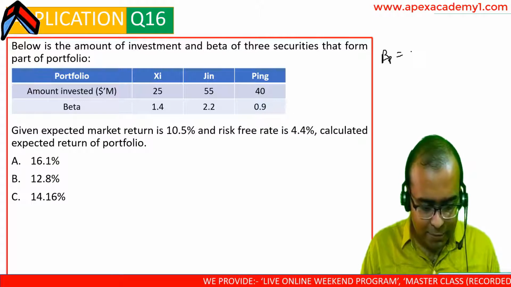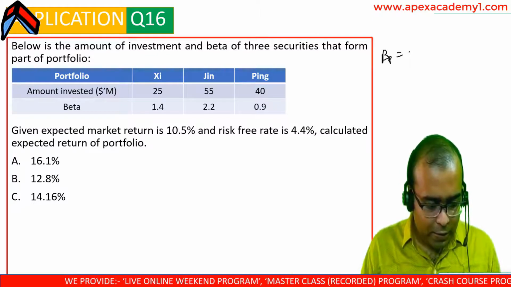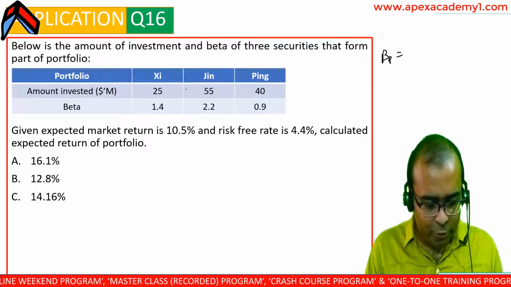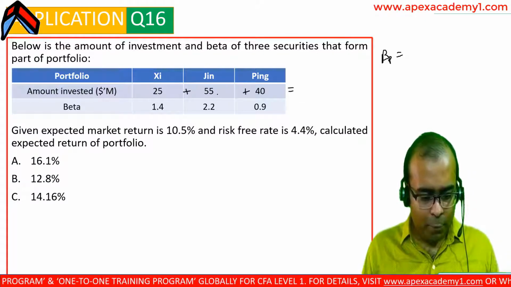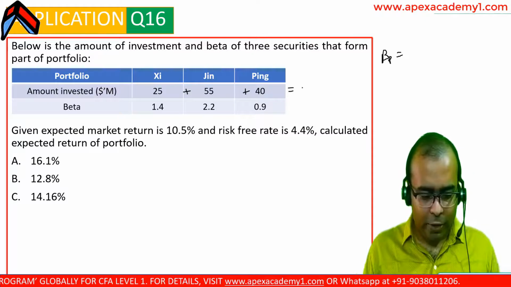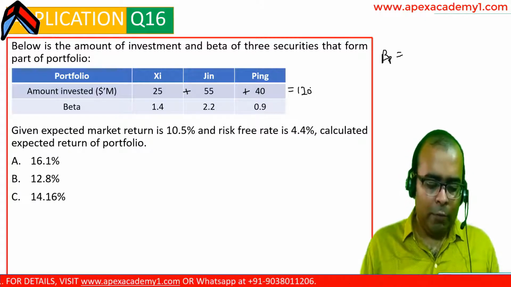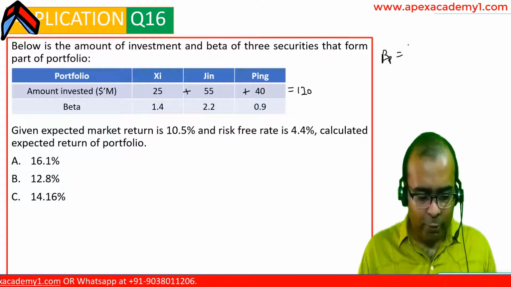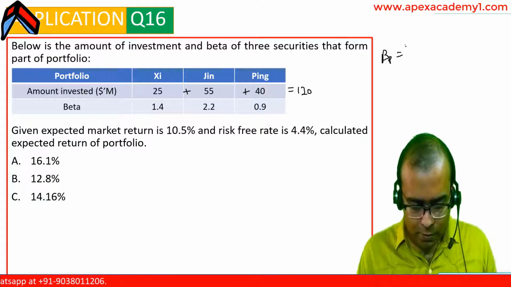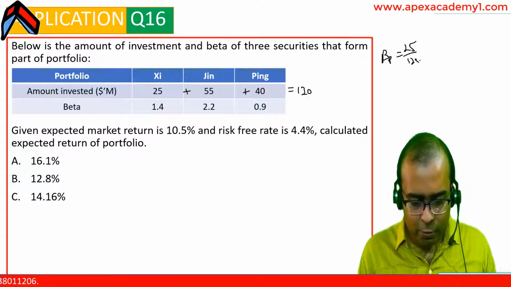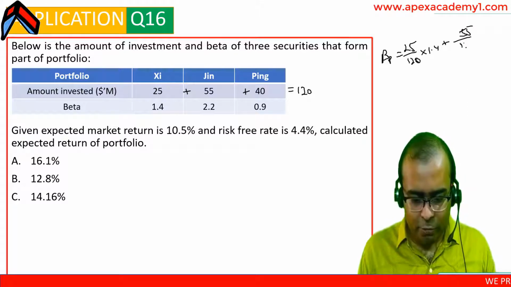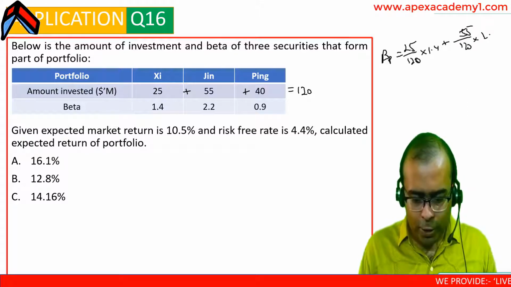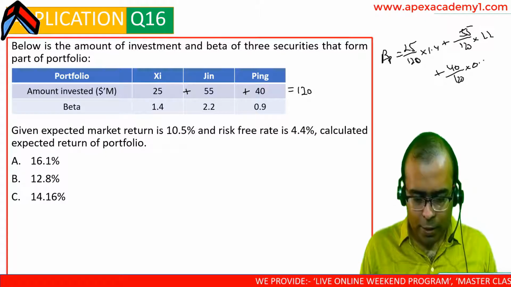So that means first we have to determine the weight, right? So 25 plus 55 plus 40, which is equal to 120. So 25 by 120. Let me put it this way. 25 by 120 into 1.4 plus 55 by 120 into 2.2 plus 40 by 120 into 0.9.